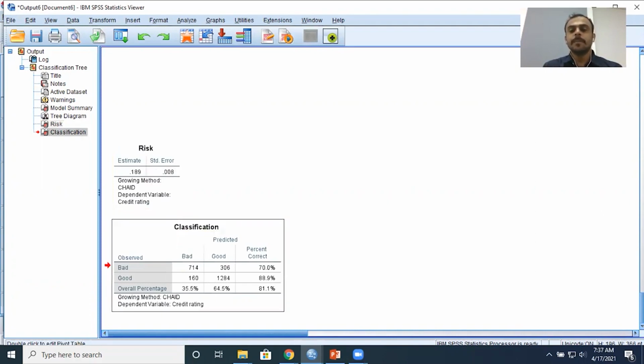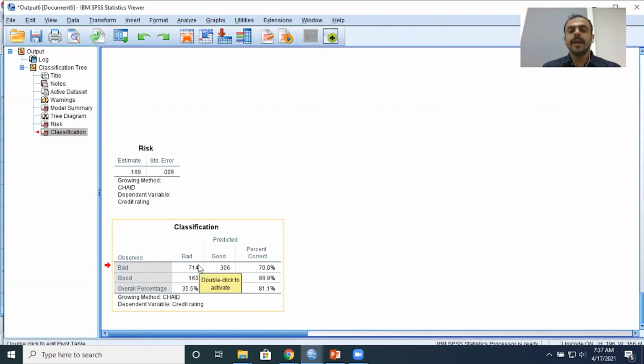Now, below this, people usually pay attention to the confusion matrix. This is popularly called the confusion matrix, right? People pay attention to this. Look at this. This is very, very important. In the row, you have the observed category, right? This is the observed category. You have the bad and the good credit risk. And in the column, you have the predicted category, which is again bad and good. Predicted by whom? Predicted by the model that we have just now built, which is the decision tree, right?